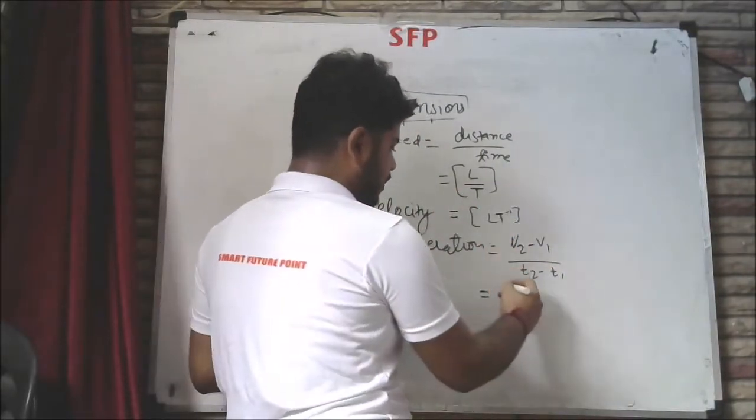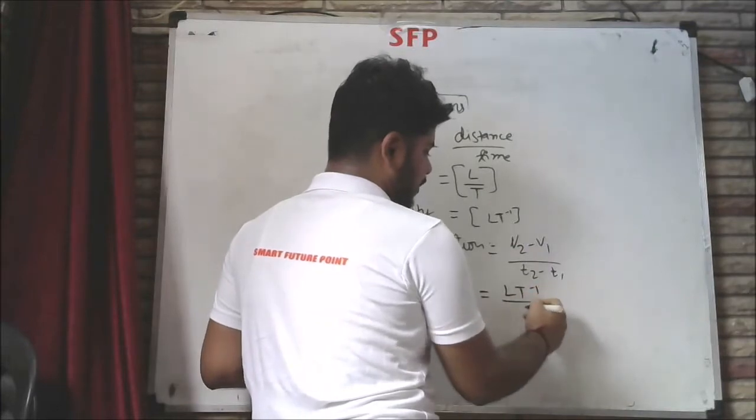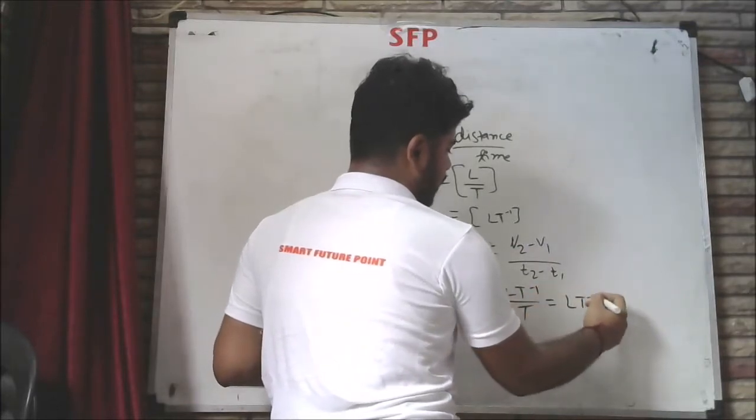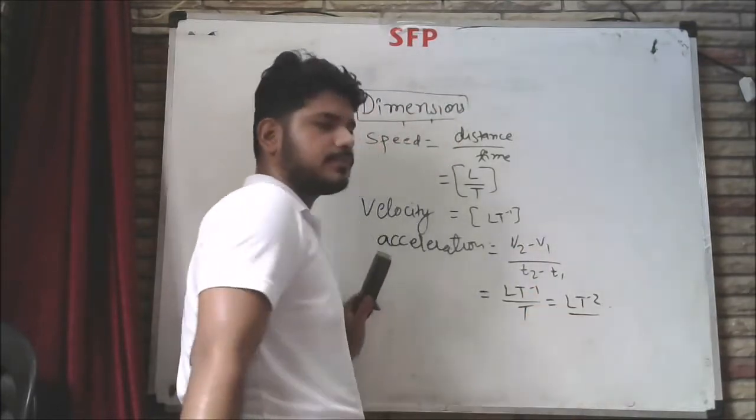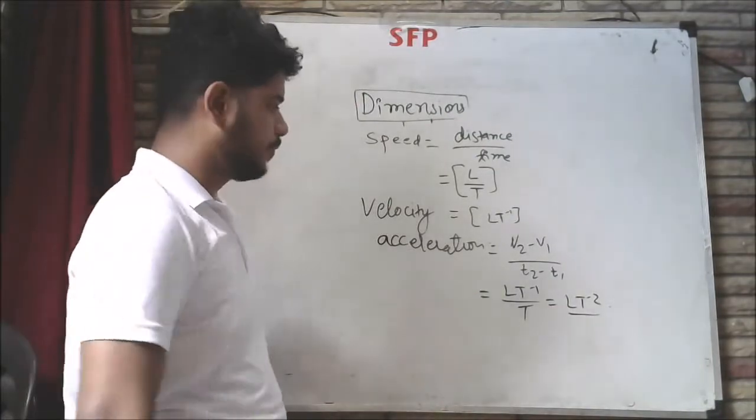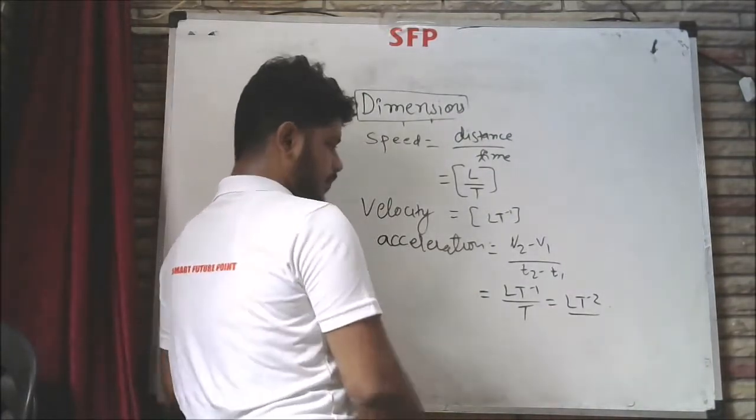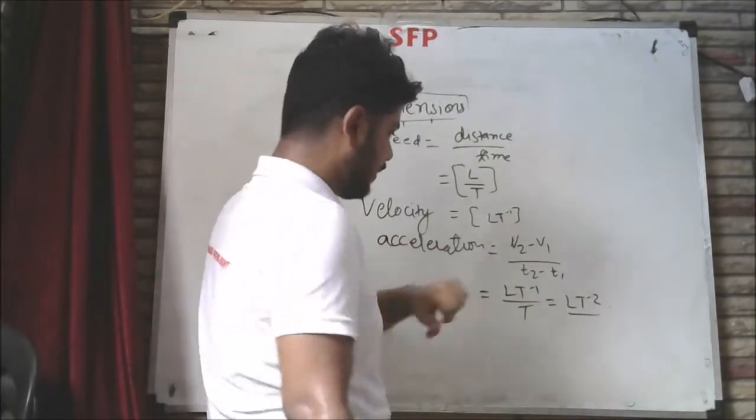And the dimension of velocity is nothing but LT minus 1. This is again divided by time, so it is LT minus 2. Fine. I hope you have found the correct answer.